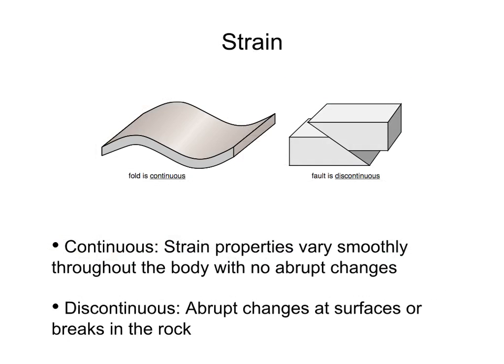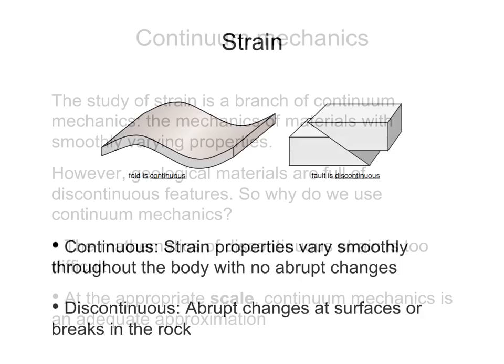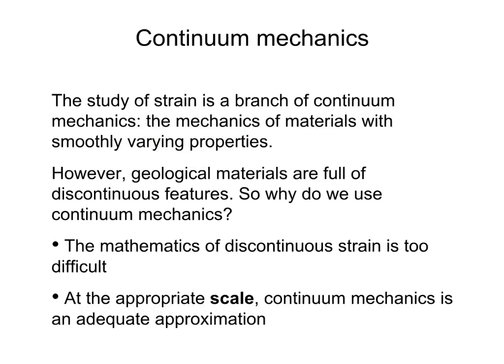We can describe strain as either continuous or discontinuous. In continuous strain, the strain properties vary smoothly throughout the body with no abrupt changes. A fold is a good example. In discontinuous strain, there are abrupt strain changes at surfaces or breaks in the rock. A fault is a good example. The study of strain is a branch of continuum mechanics, the mechanics of materials with smoothly varying properties. However, as we all know, geological materials are full of discontinuities.